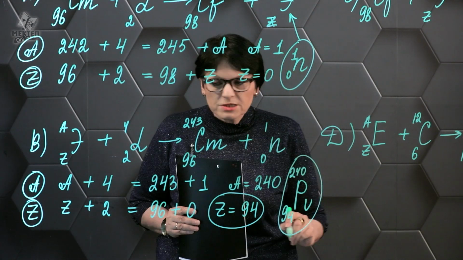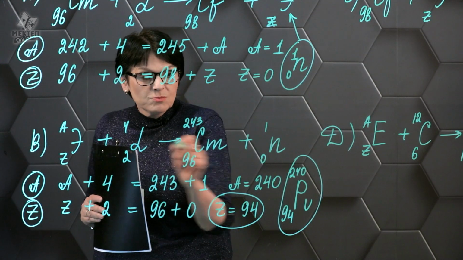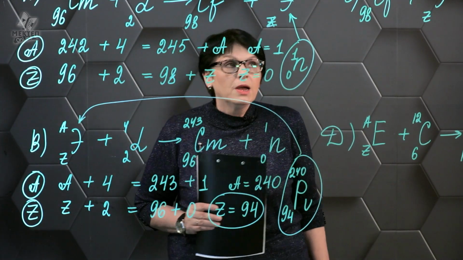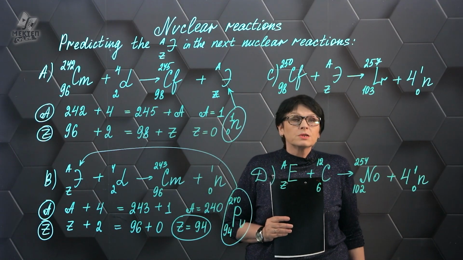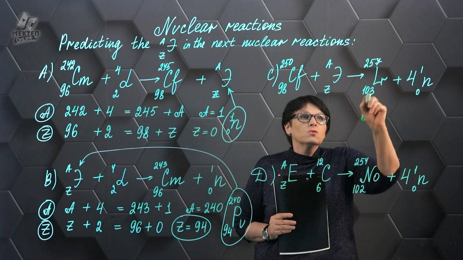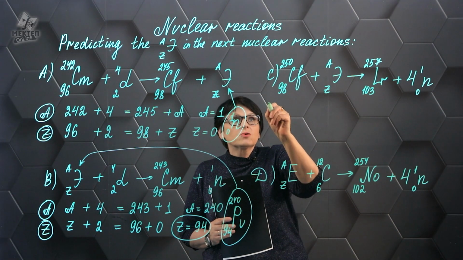So the unknown element that we have here is the element that's going to be plutonium. So the next example, we have the element californium, which is treated with the unknown element and goes to lawrencium and gives 4 neutrons. We work in exactly the same way.